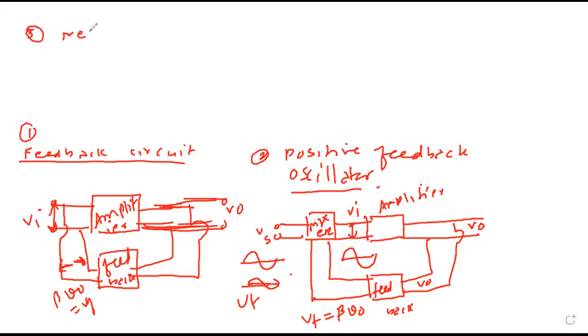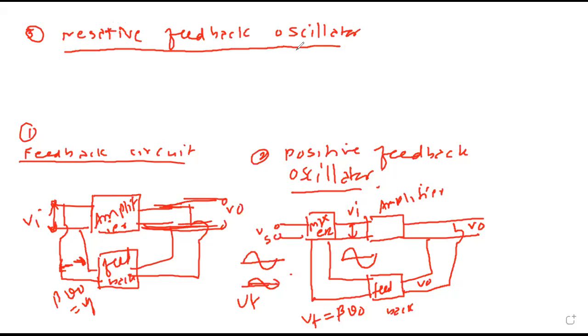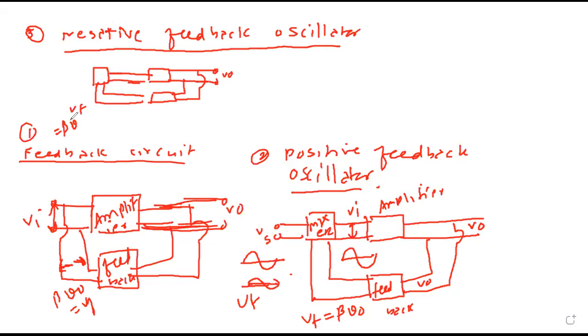Third one, negative feedback oscillator. Mixer, amplifier, feedback. This is output. Here feedback voltage which is part of output. Signal voltage. Together it is V input. So signal is this and feedback is this one. Opposite phase. So my input will be either crest or trough. So this is nothing but mixer, amplifier, feedback circuit.